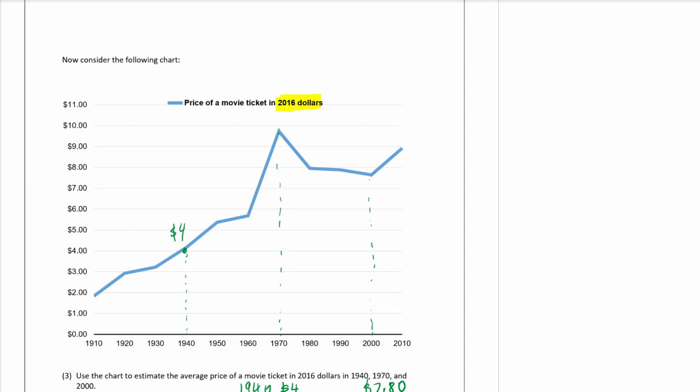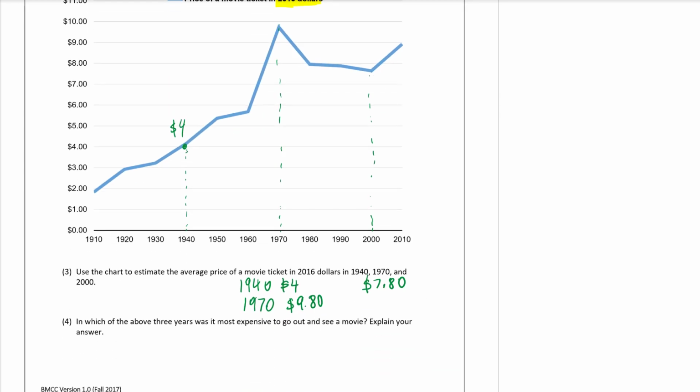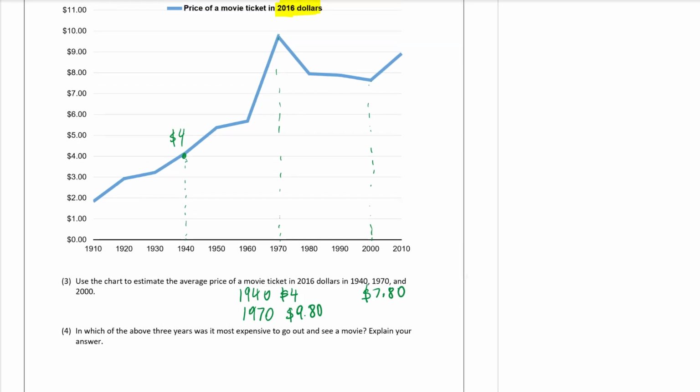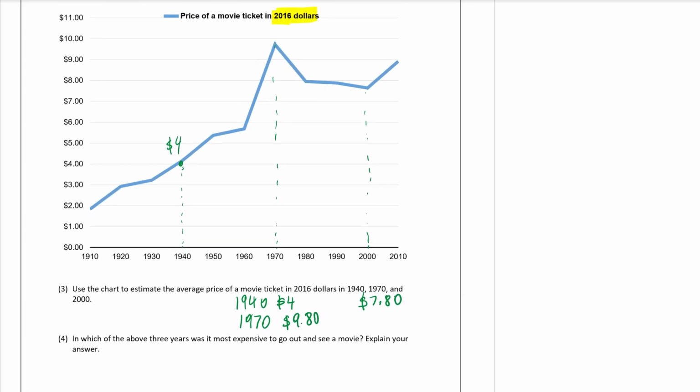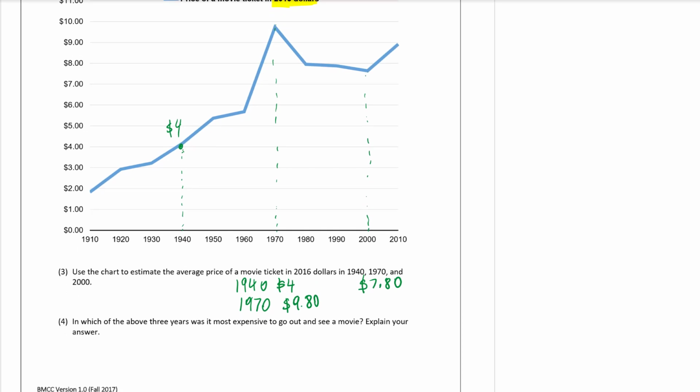We're not ready to answer this, in terms of what this all means. If it means something to you, describe it. And this is where question 4 comes in. It's asking us, in which of the above 3 years was it most expensive to go out and see a movie? So looking at both of these charts, when would you say it was more expensive to go to the movie theater? In which year? When? I'll give you a moment to express your opinion.